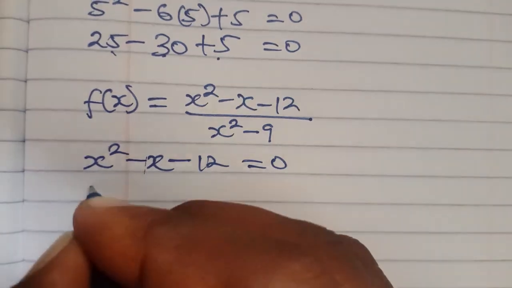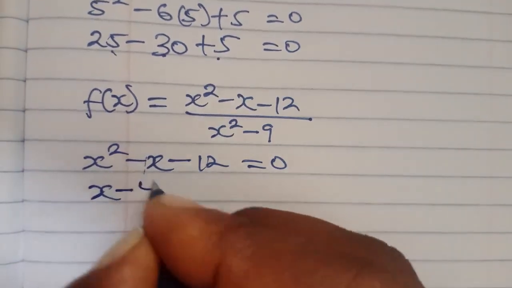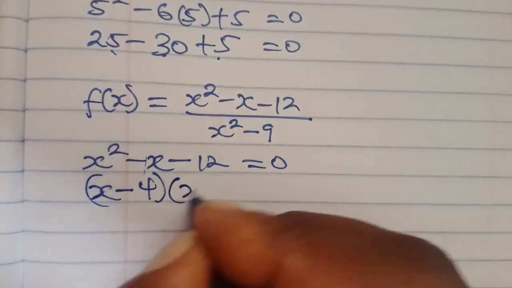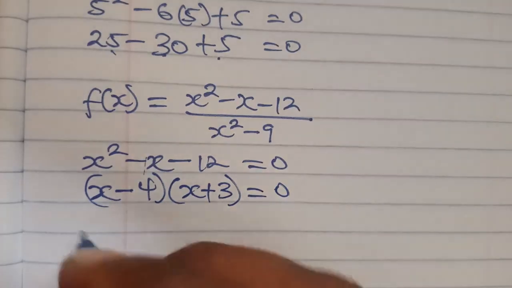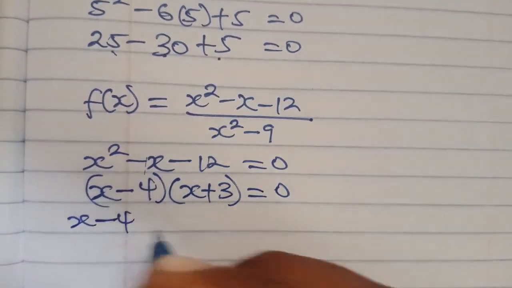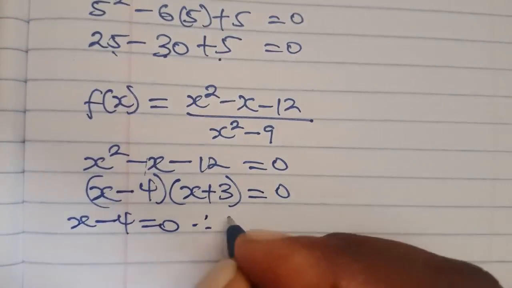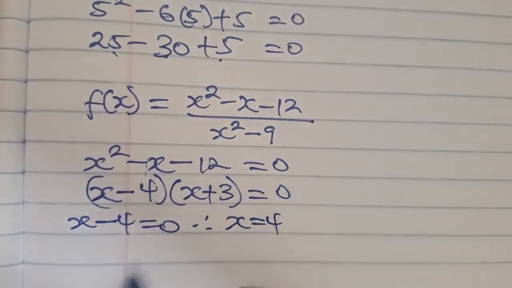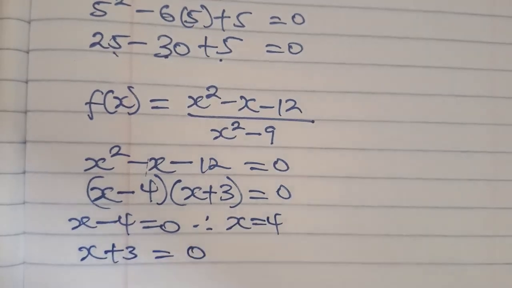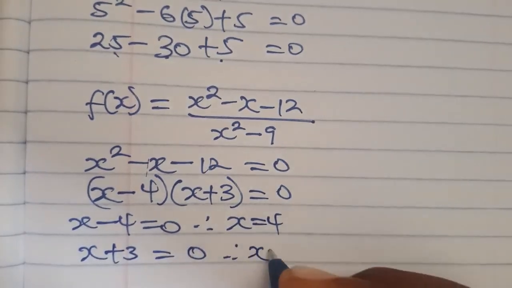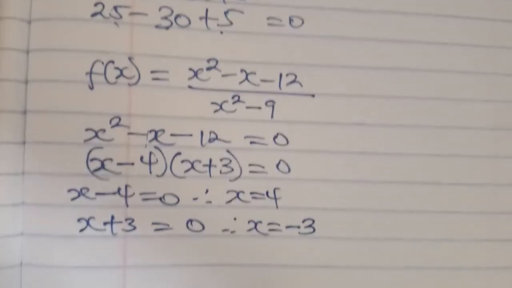So what we're going to do is (x minus 4)(x plus 3) equals 0. The first one, x minus 4 equals 0. Therefore, x is 4. The second one, x plus 3 equals 0. Therefore, x is minus 3. So these are the two numbers.